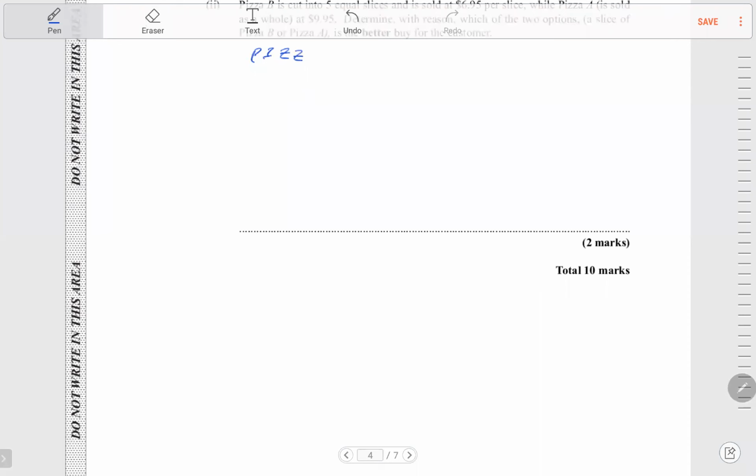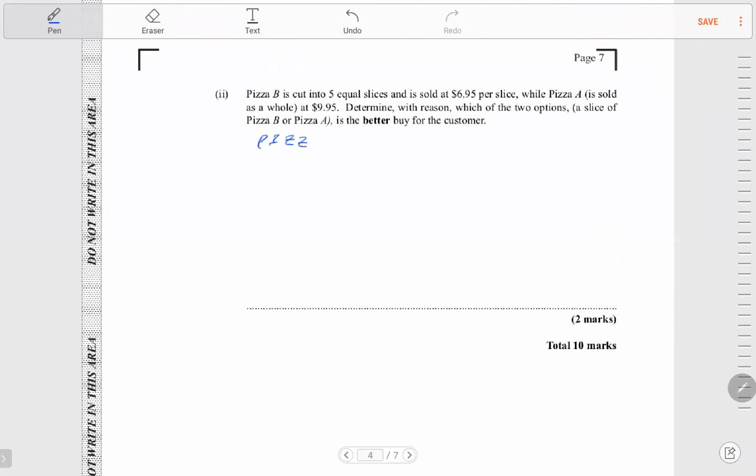All right, so this is pizza A and pizza B. I'm going to compare which one is the better buy. So we compare the areas: what area of pizza are we getting for our money when we buy it? They said pizza A is sold as it is. So we're going to compare the 2 areas. Let's look back at the area of pizza A.